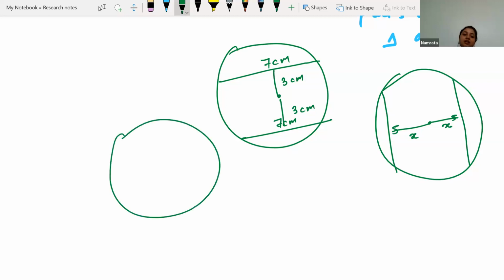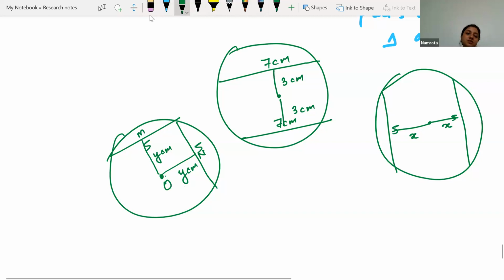If we have a circle, and there is a chord like this and a chord like this, and this chord is 5 centimeter and this chord is also 5 centimeter, then the perpendicular distance from the center to this one and to this one will both be the same. That means if this is y centimeter, this will also be y centimeter. If ON is y centimeter, then OM will also be y centimeter when the two chords are of the same length. Okay, let's prove the converse of this theorem.